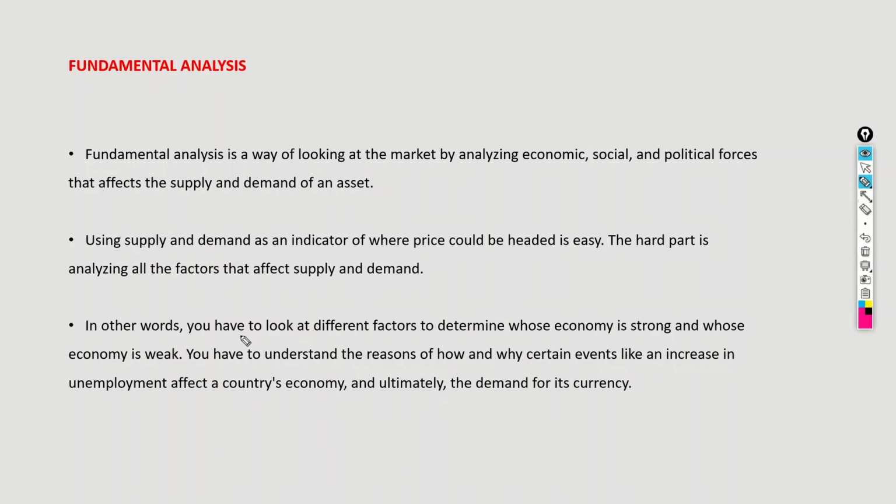So in other words, you have to look at different factors that determine whose economy is strong and whose economy is weak. You have to understand how and why certain events, like an increase in unemployment, affect the country's economy, and ultimately the demand for its currency. So that is what fundamental analysis is all about.